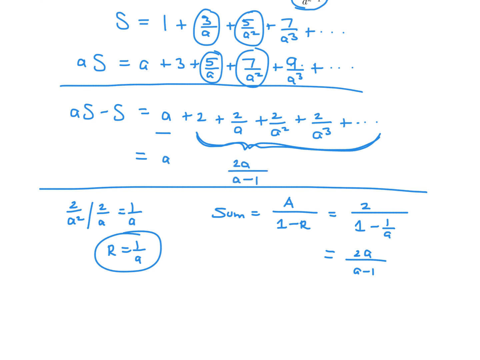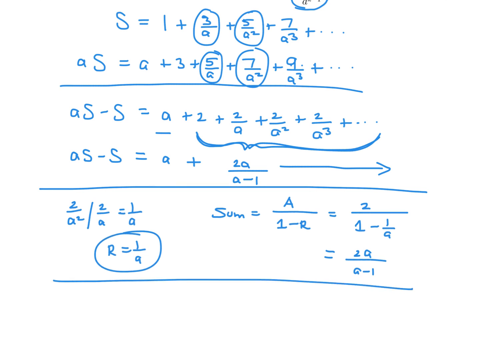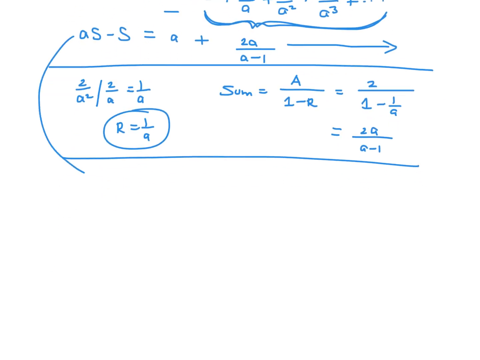And then, of course, don't forget about that a, and this is aS minus S. But we just want S. No problem. I'll just continue down here. Let's bring this down. So factor out the S, and that would be a minus 1, and this would be a plus 2a over a minus 1. And now you just do this algebra here. That's pretty much all you're going to be doing at this point.